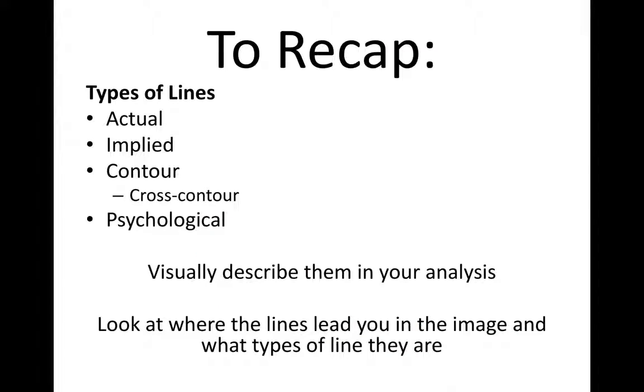So to recap, there are these four types of lines that you always want to consider when analyzing your visual artwork. So you always want to cross off your list if you've talked about actual lines, implied lines, contour lines, if they're cross contours or just your basic concept of contours, psychological lines, and then talk about where these pieces are visually, you know, from the left to bottom left, tell me exactly where they are. And notice where these lines are coming from, what they're leading you towards, and is it telling us something? You know, focusing on one particular area more than the other.